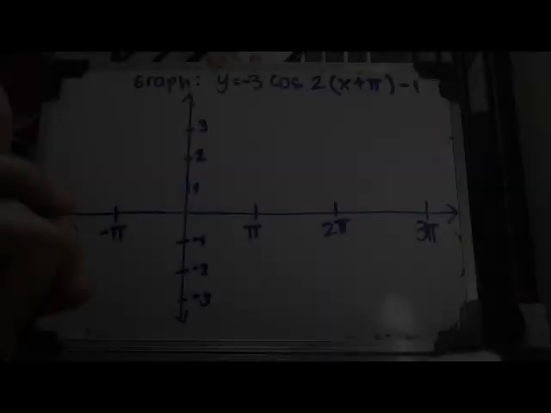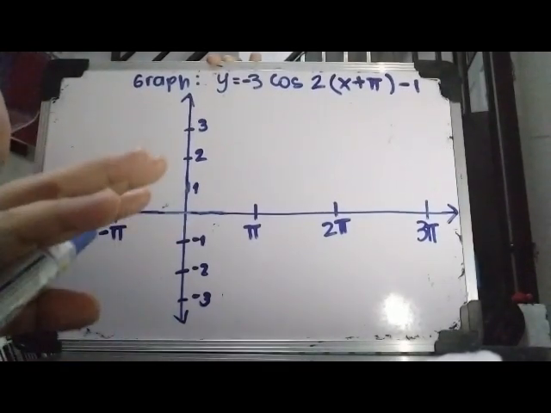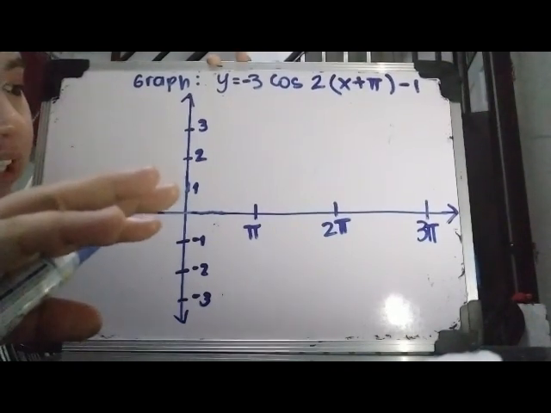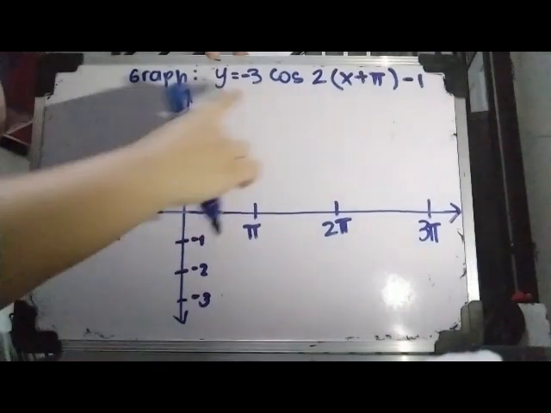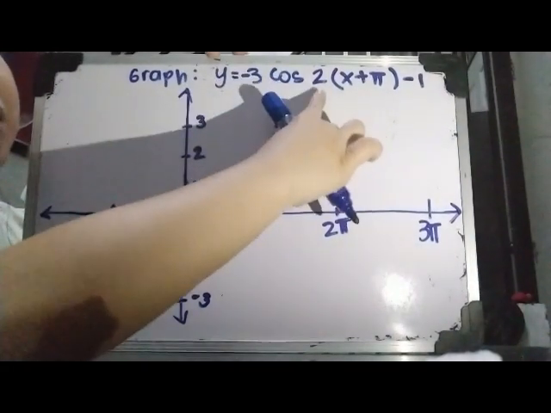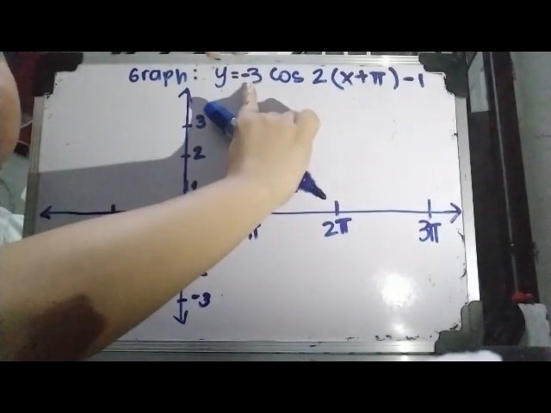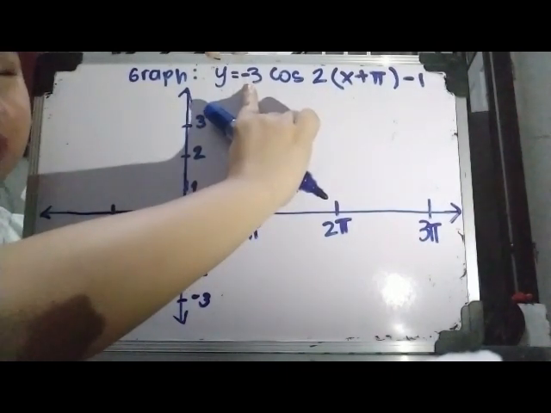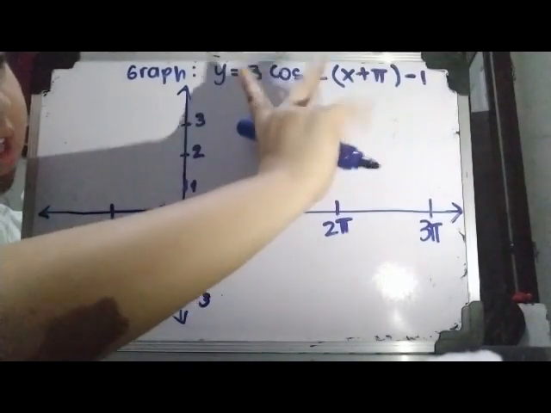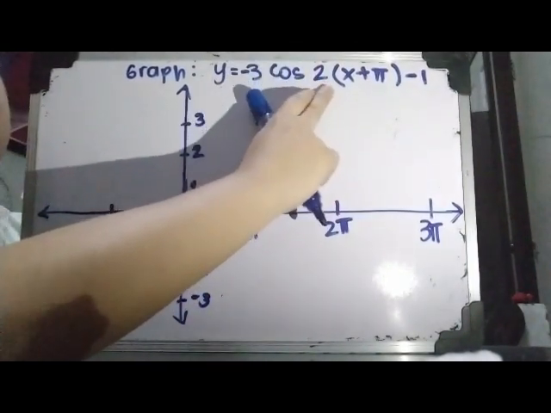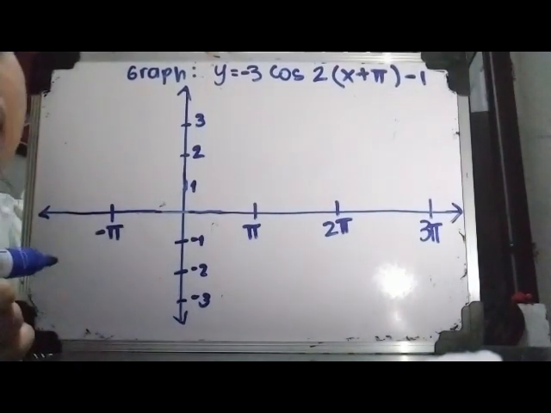Alright, after knowing the properties and the transformations that we will do on this function, let's start graphing. The first things we need to consider are the amplitude and the period. And take note, it's -3, so there will be a reflection across the central line. But before we do that, let's take note of the period first. We know that our period now is pi.